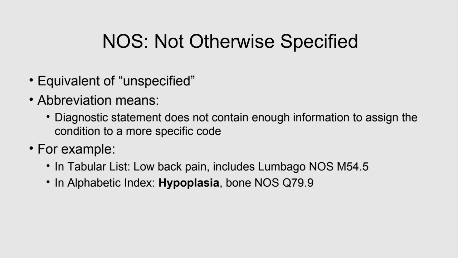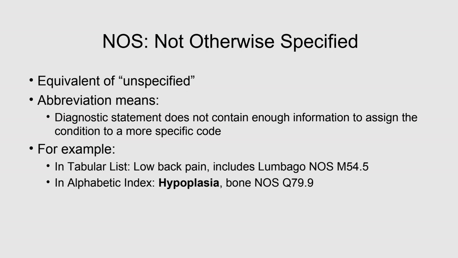So let's start with NOS, not otherwise specified, also listed as unspecified in some cases. You can see these abbreviations mostly in the alphabetic index. In the tabular list of codes, you mostly see the words unspecified or other, mostly unspecified. So what does NOS mean? It's the equivalent of unspecified. This means the diagnostic statement in the medical record doesn't contain enough information to assign the condition to a more specific code. You can't choose between several different codes because you just don't have enough information.